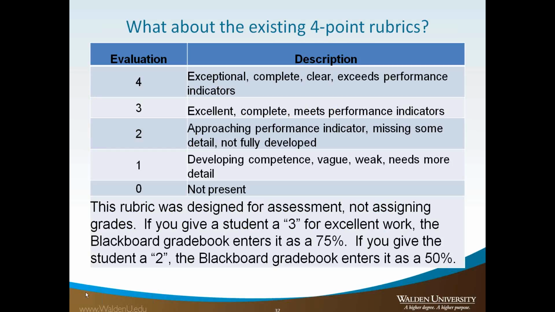Okay, this is what our 4-point rubric looks like right now. And again, this was designed for assessment, not grading. Everybody knows what the problem is. Just very quickly, look at the number 3 row. The student does excellent work, complete, meets the performance indicators. We're going to give them a 3. What did we just give them? A 75%, a C. Not appropriate. Every faculty member had to do something with this, and it was a problem. So this is the main reason we're moving away from the 4-point rubric.